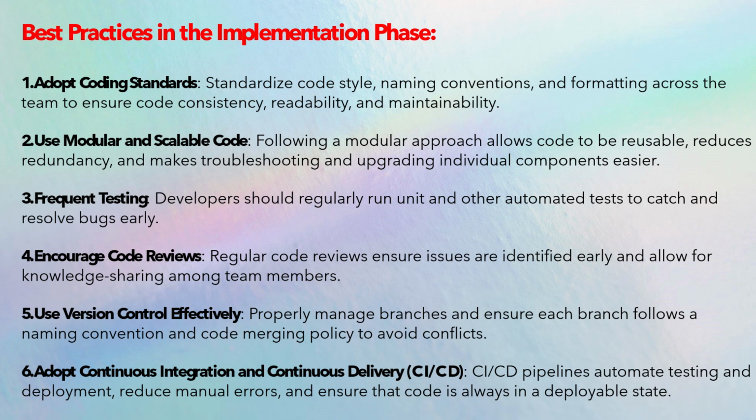6. Adopt CI and CD pipelines. Use continuous integration and continuous delivery tools to automate testing and deployment, reducing errors and keeping code in a deployable state at all times.